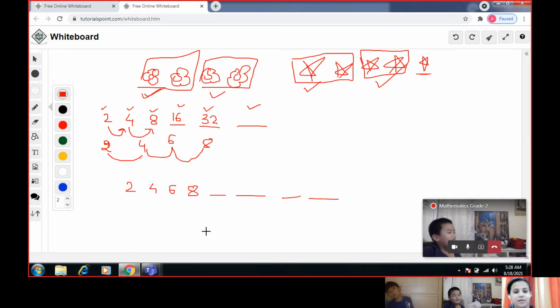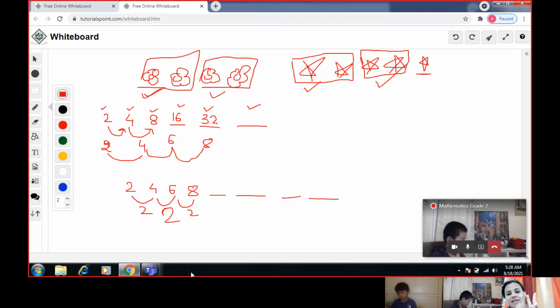Now can you see? After every number, there is a difference of only 2. Like here 2, from between 2 to 4 only 2. 4 to 6 also a difference of 2. 6 to 8 also a difference of 2. After every 2, the number comes 2, 3, 4, 5, 6, 7, 8. See, there is a difference of 2.